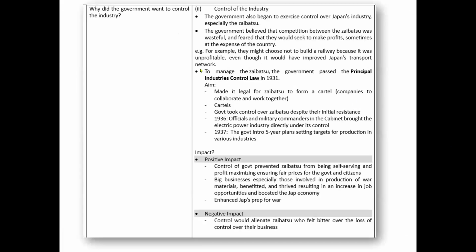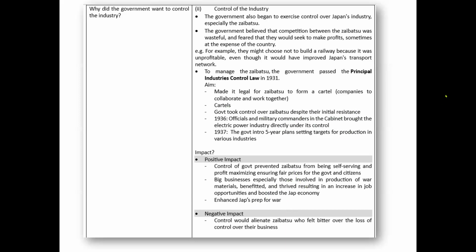Now, why did the government want to control the industries? Obviously, they wanted to control the Zaibatsus. They didn't want the Zaibatsus to be profit making. They wanted the Zaibatsus to rally together to help the country. So that is why the government passed the Principal Industries Control Law, and they combined Zaibatsus into cartels. They took control over Zaibatsus despite the initial resistance, and indirectly, everything became under the military. The positive impact is that it prevented Zaibatsus from being profit making, and it helped the Japanese economy. It enhanced Japanese preparation for war.